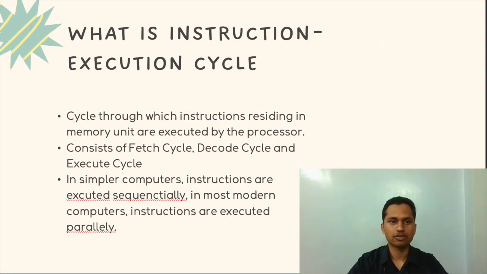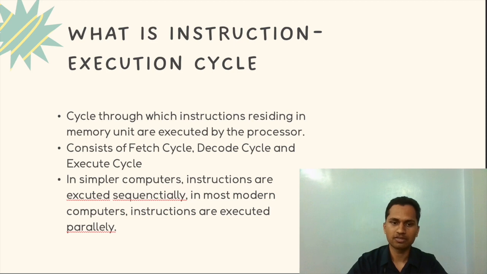The cycle through which instructions residing in memory units are executed by the processor is known as the instruction execution cycle. It basically consists of 3 cycles. First is the fetch cycle, second is the decode cycle, and last is the execute cycle. The CPU fetches the instructions one at a time from the main memory into the instruction register. Then the CPU decodes the instruction, and at last the CPU executes it. This process is repeated until there are no more instructions.